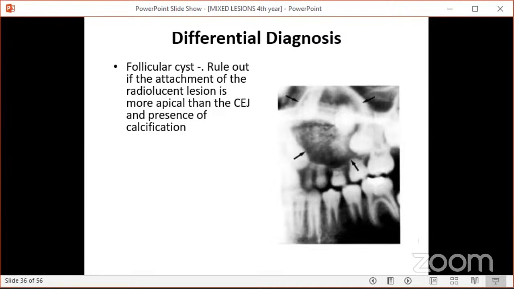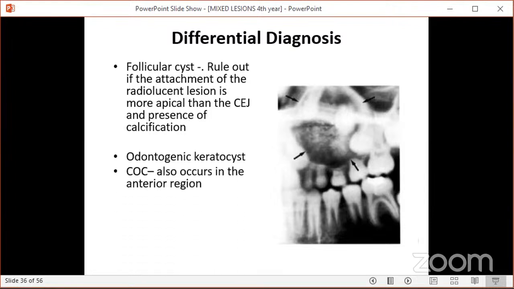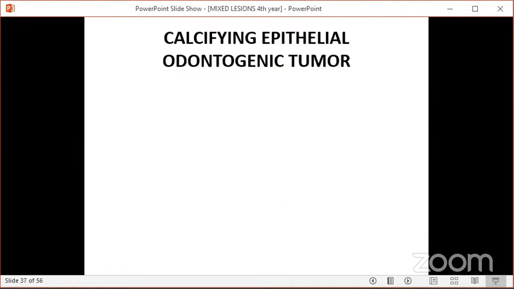That's why histology is very important. Another differential is odontogenic keratocyst. This is especially where we don't have calcification happening. And then the cystic calcifying odontogenic tumor also occurs in the anterior region. So it's also another differential. The ameloblastic fibroodontoma, another differential, but this one will be commonly posterior. Can also be the CEOT, but this one is commonly posterior and found in older individuals.